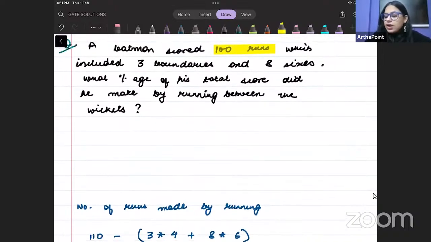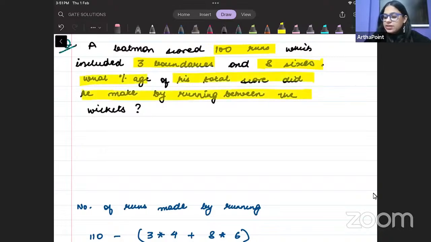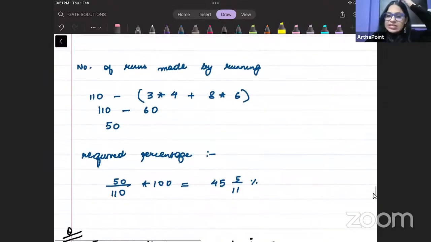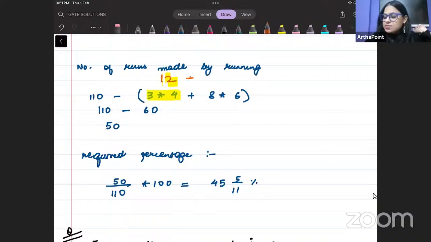A batsman scored 100 runs, which included 3 boundaries and 8 sixes. What percentage of his total score did he make by running between the wickets? So try to see. He is making three fours and 8 sixes. So 3 fours means 3 into 4, 12 runs he has made out of those fours. And he has made 8 sixes. So 8 sixes means he has made 48 runs out of those.